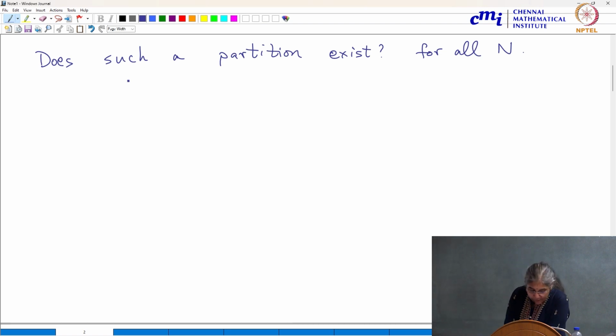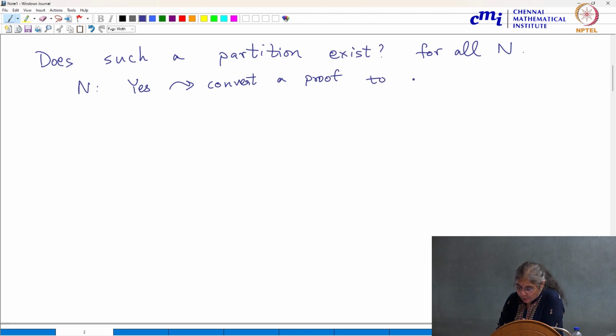And so if the answer is yes, then convert a proof to a partition. So for a particular n, if a partition exists, convert a proof that a partition exists to an actual partition. And if the answer is no, then you're kind of stuck. You need to know how to prove that the answer is no. Then after that, you're no longer stuck, because then your job is clear. There is no such partition, you don't need to find it.